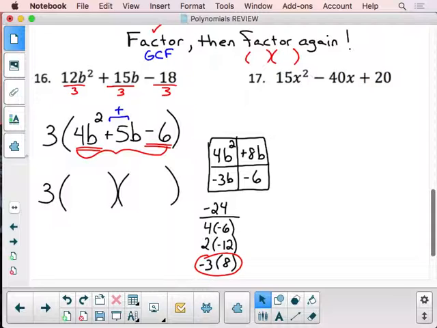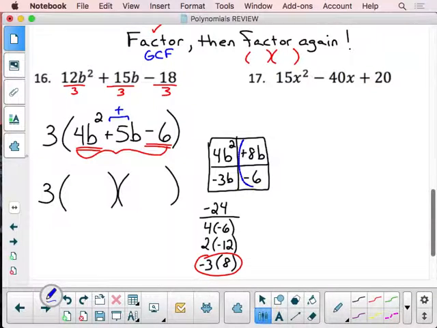And now I find those common factors by column. What do these have in common? They're both divisible by 2. How about this column here? What are they both divisible by? The only thing I see there is a b. So that means that b plus 2 is going to be one of my factors.